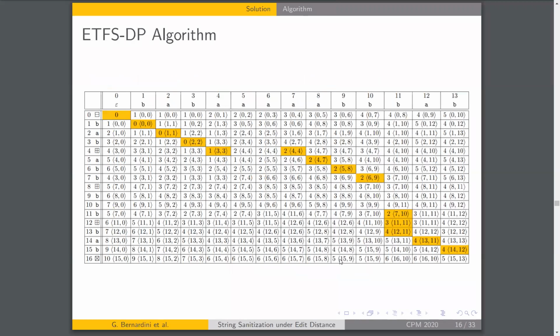So our algorithm, ETFS dp, is inspired by Levenshtein's algorithm. So we have a similar dynamic programming matrix. And we have string W at the top. So for example, the column with a 5 corresponds to a length 5 prefix of W, and the column with 0 represents a length 0 prefix of W, so that would be the empty string. However, we don't know what the other string will be. We just know that it has to consist of these non-sensitive patterns.